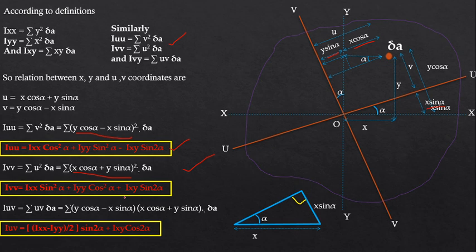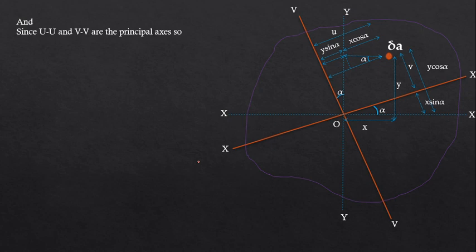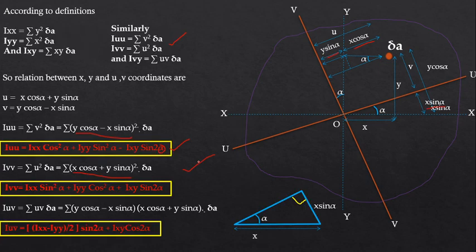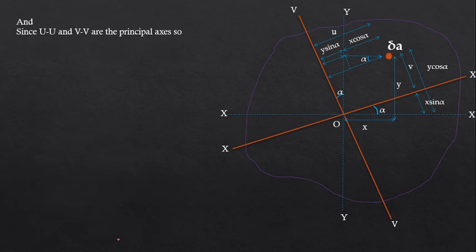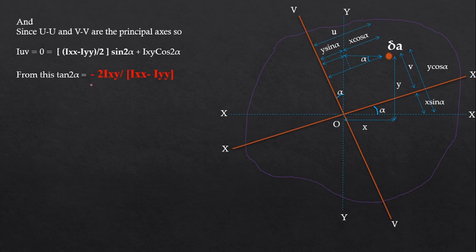But we just need to find the value of alpha. So how are we going to find the value of alpha? We know that since UU and VV are the principal axes, the product of inertia will be 0. So Iuv equals 0, so the value of Iuv equals Ix minus Iy upon 2 into sin 2 alpha plus Ixy cos 2 alpha. This gives us tan 2 alpha equal to minus 2 Ixy upon Ix minus Iy.